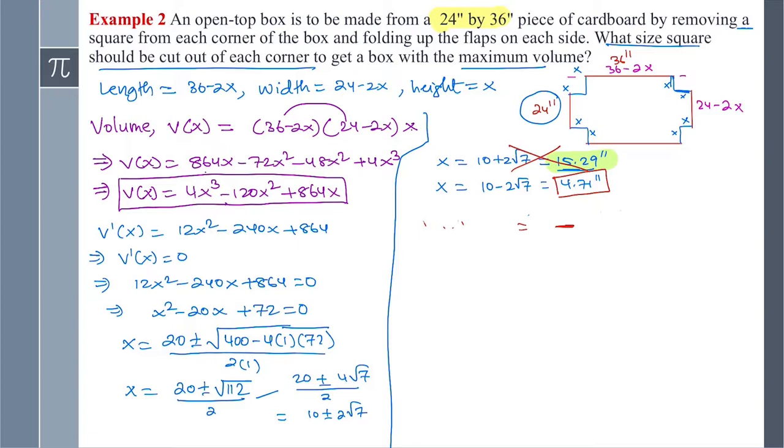We are just asked to find the length of that square, so we are not going to find the maximum volume. But if you were asked to find the maximum volume here, you would take this number 4.71 and put it into the original function right here. If you plug it in here, that gives us the maximum volume. So maybe in the homework or in the test, you might be asked to find the maximum volume, so you need to do that, okay? But here we are just asked to find the size of the square. So we are going to cut a 4.71 inch by 4.71 inch square from each corner in order to make that box.